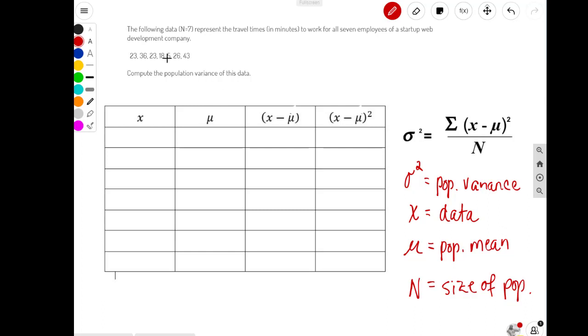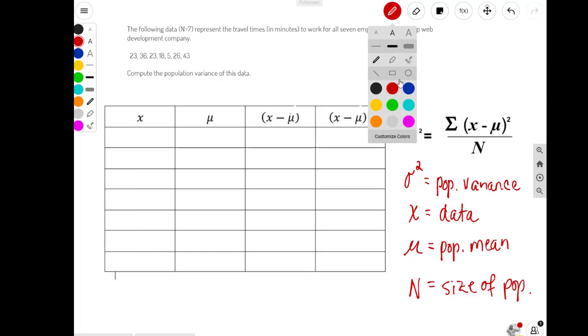So let's go ahead and read our question. The following data, n equals 7, represents the travel times in minutes to work for all 7 employees of a startup web development company, and it has all the data right here. Compute the population variance for this data. Okay, so I'm going to start off by writing all my x's, I have 7 of them, into this table that I've created.